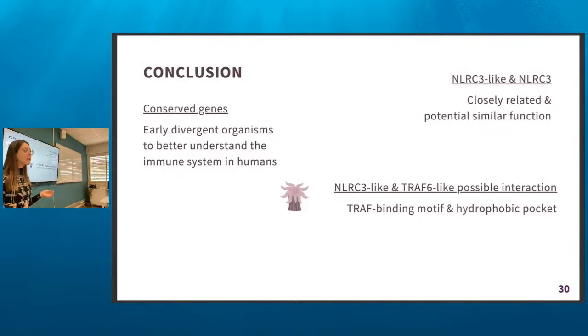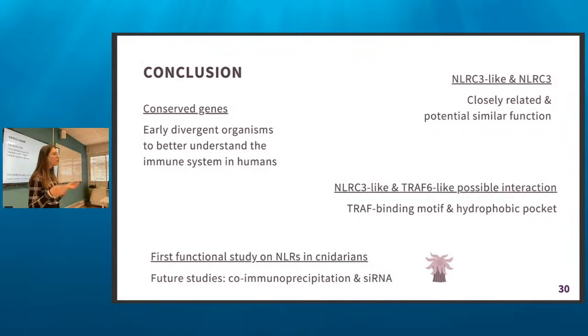NLRC3-like and TRAF6-like could potentially interact, thanks to the TRAF binding motif and the hydrophobic pocket that we identified. So this is a first functional study on NLRs in cnidarians. Future studies are required in order to better understand the function of NLRC3-like with the TLR NF-kB pathway. And these studies could use experiments such as co-immunoprecipitation, co-transfection, and siRNA to better understand this interaction.